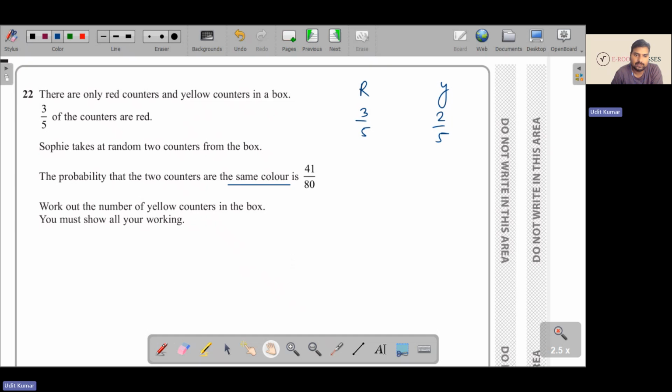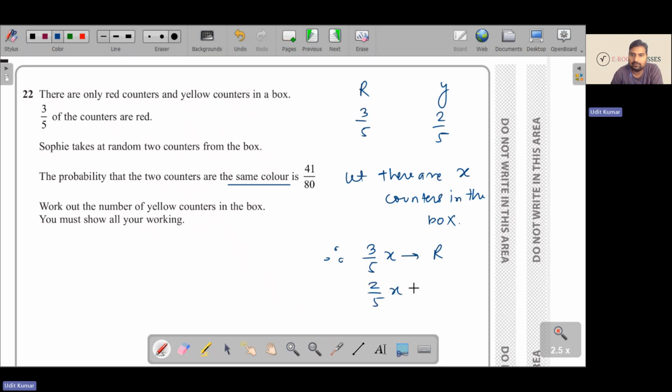So the first thing that we'll do is let there be X counters in the box. That means 3/5 of X are red and 2/5 of X are yellow. Then Sophie takes at random 2 counters, and of course repetition is not allowed.